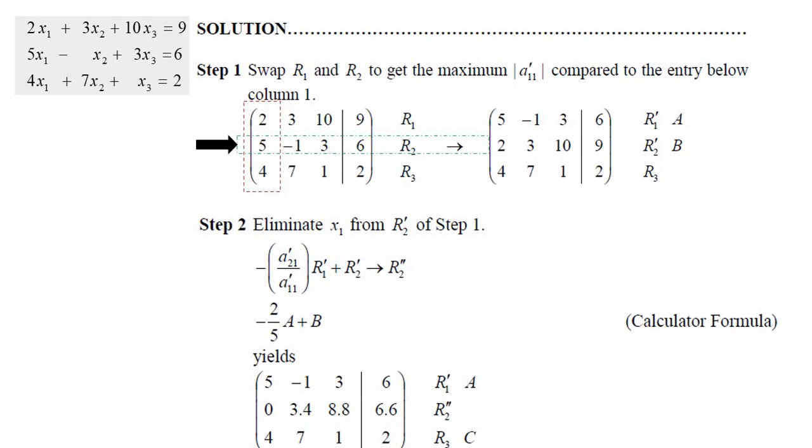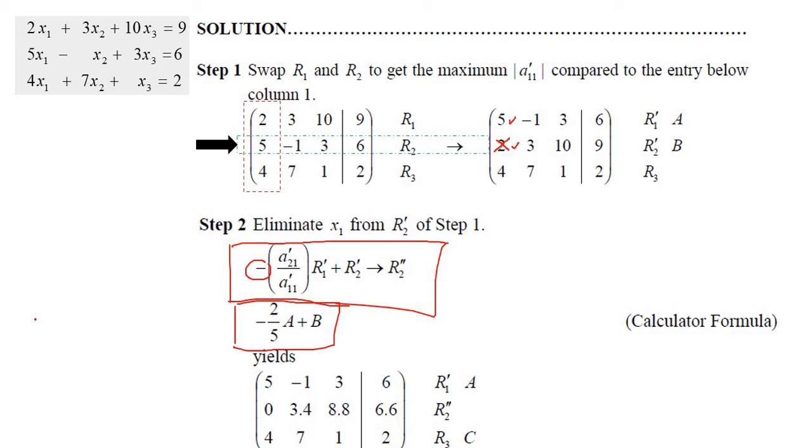Step number 2, we will eliminate x1 from R2. So we will use the new matrix here. We will eliminate this x1 from row number 2, so we will eliminate these 2 here. We will use this formula. Remember this minus sign, do not forget. Just replace it with this value, 2 divided by 5, A and B. So we will use this formula, punch it in your calculator.